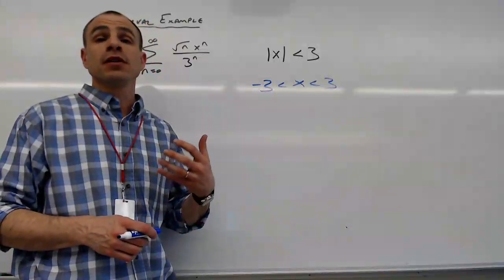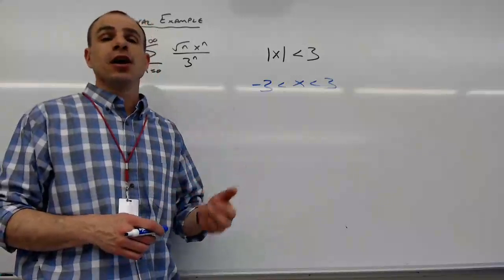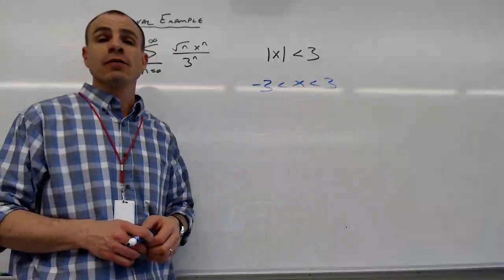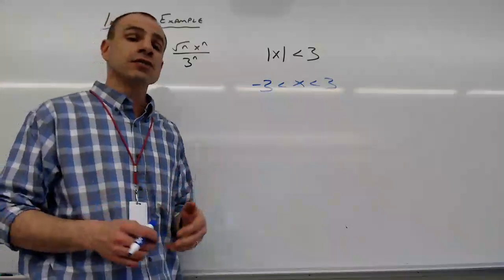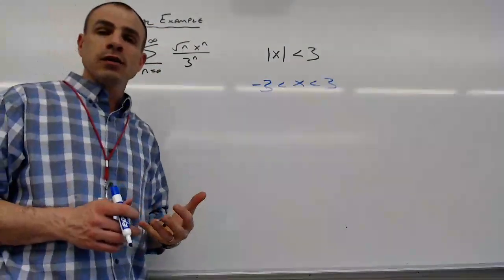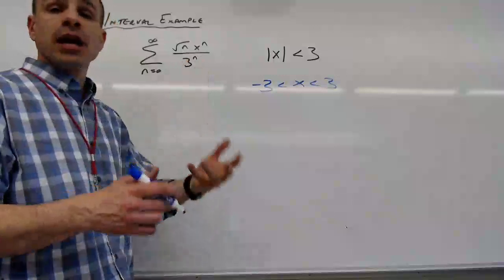So we have to plug in our endpoints, and we have to use some other test to help us determine whether or not we should include the endpoints in our interval of convergence. So we have two cases here. The first case is what happens if x is equal to -3. What does it mean? We're literally going to plug -3 in for x into our series and go from there.